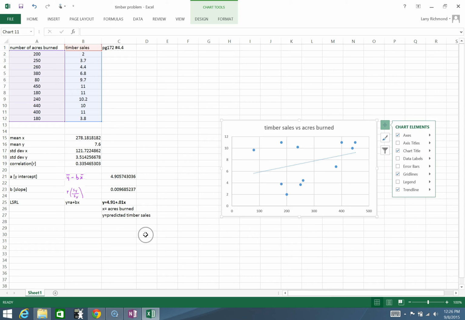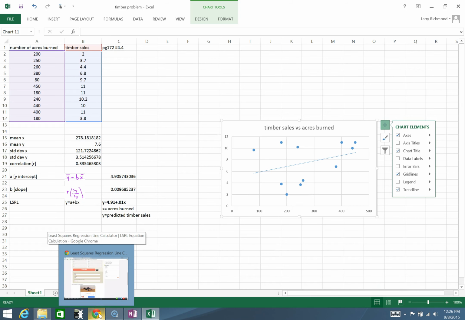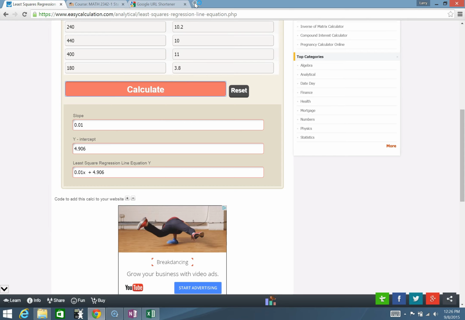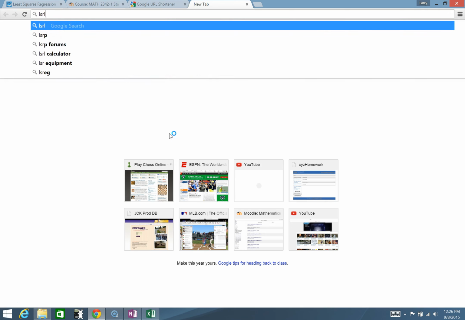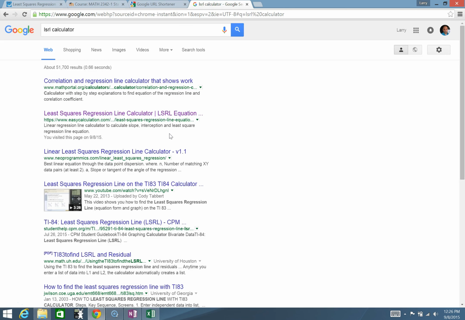Alright, that's how you use Excel to calculate your trend line. I'm now going to show a website that will be helpful with that. Go to Google and search LSRL calculator. The second hit that you get is Least Squares Regression Line Calculator.